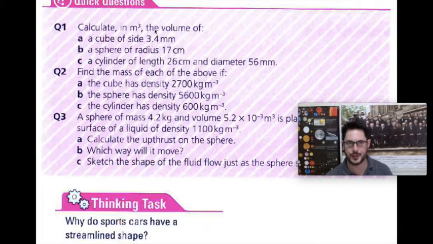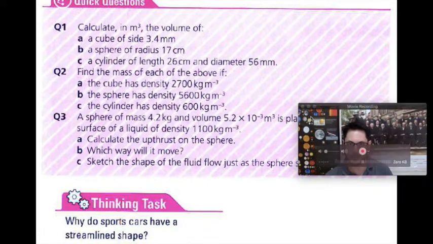The first one is just calculating the volume, making sure you can do that by changing the various measurements, making sure you put them into meters and not centimeters or millimeters. Then it says find the mass. Well, that's going to be the density times the volume, and they've given us the densities, and you can calculate that. And then here is a question to do all on your own.